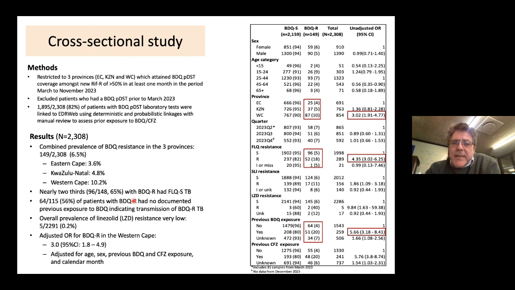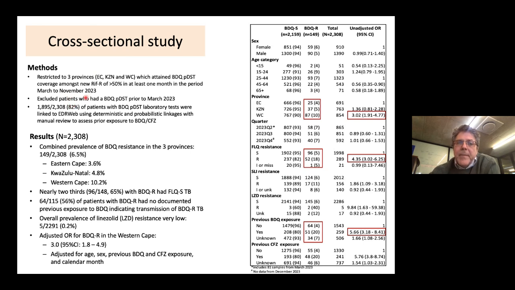And we chose those provinces because they'd obtained a bedaquiline PDST coverage amongst new RIF-R cases of at least 50% in at least 1 month in the period of March to November. So really trying to get a handle on what's going on in patients with bedaquiline testing under the new guidelines since March 2023, which indicate that all patients with RIF-R should have a bedaquiline testing.